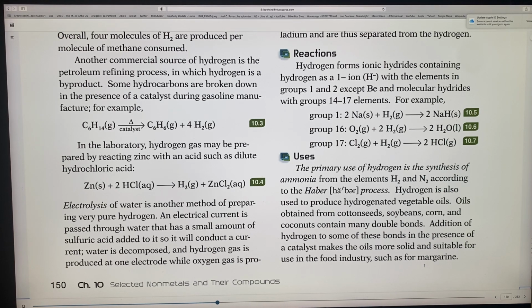And hydrogen is also used to produce vegetable oils. These oils are obtained from cottonseed, soybeans, corn, coconuts, and they have many double bonds. Addition of hydrogen to some of these bonds happens in the presence of a catalyst. So they need a catalyst. The primary use, of course, again, is making ammonia from the Haber process. And let's go on for a picture of this in the next page.